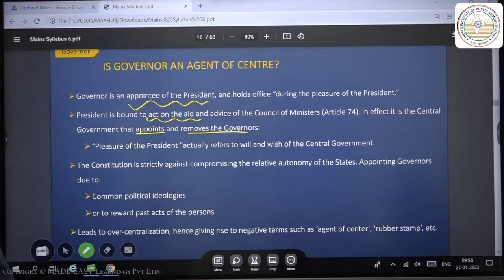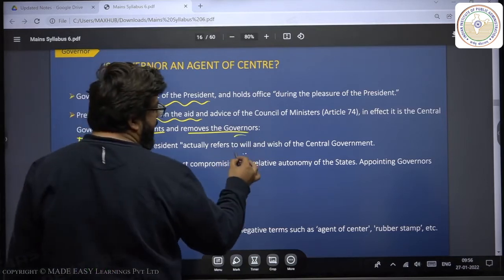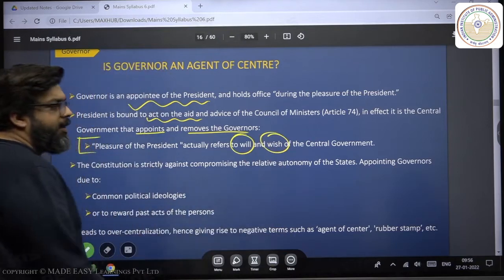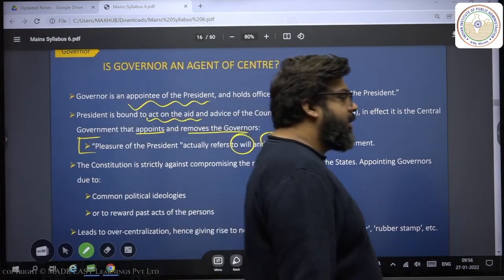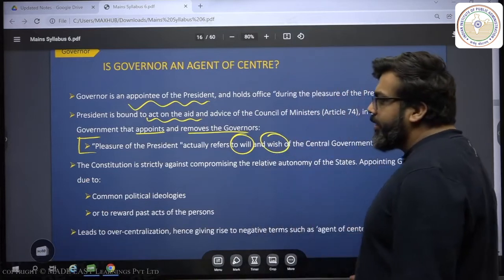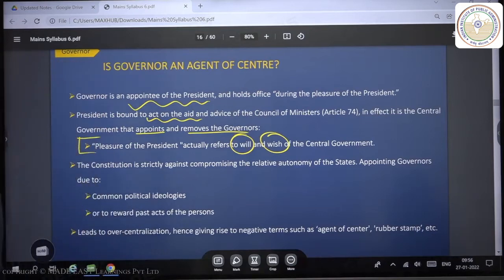We've discussed this. So if you think about it, the pleasure of the president actually means the will and the wishes of the central government. The president is merely the face of that decision, the medium, and just a messenger. And one must not shoot the messenger, but of course the person who sends the message to begin with, right?